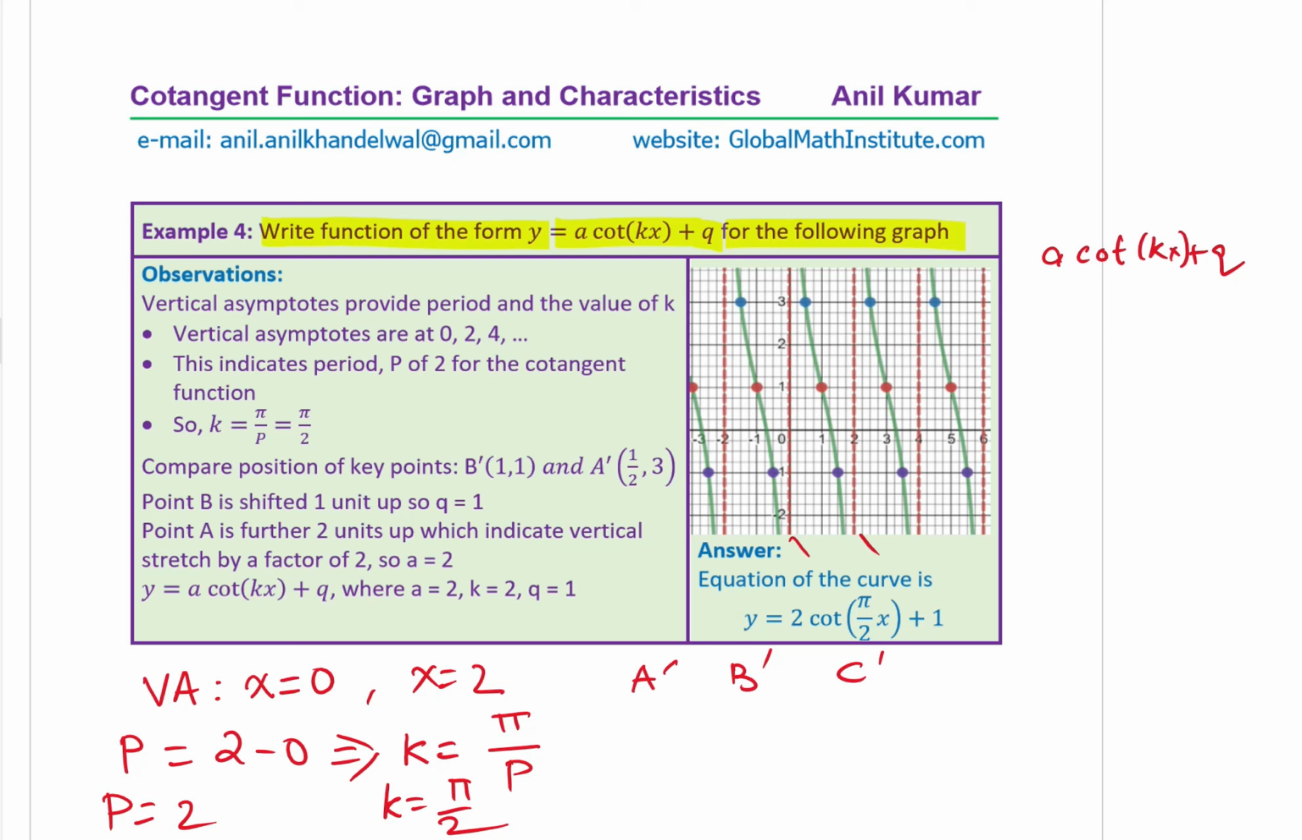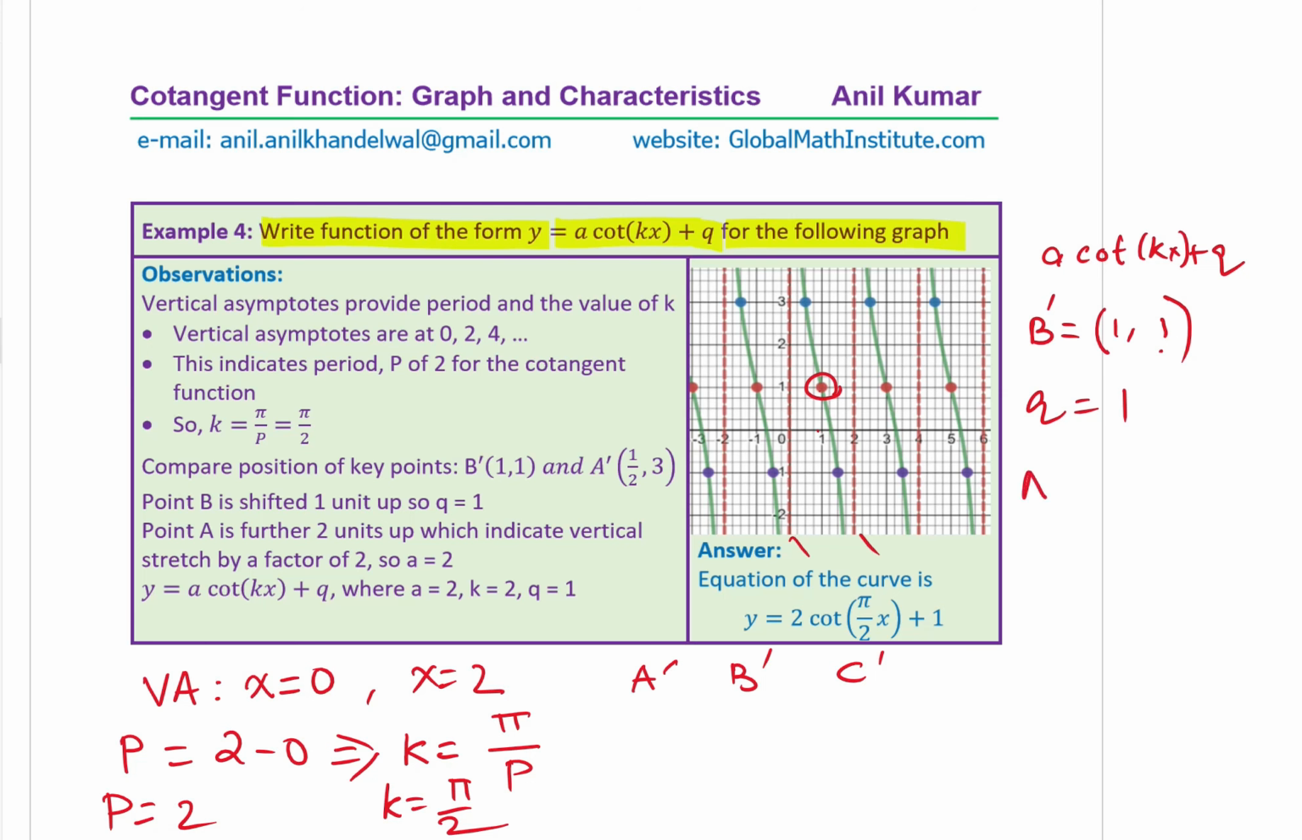Now, what we are looking for is the value of translation and the vertical stretch. Well, look at the point B. If I observe the point B, which is this particular point, let's say B dash, the image, where is it? Now point B dash can be seen at 1, 1, right? So the coordinate is 1, 1. So clearly, this value 1 is equal to Q. It has been translated 1 unit up. Clear? So the value of Q is 1.